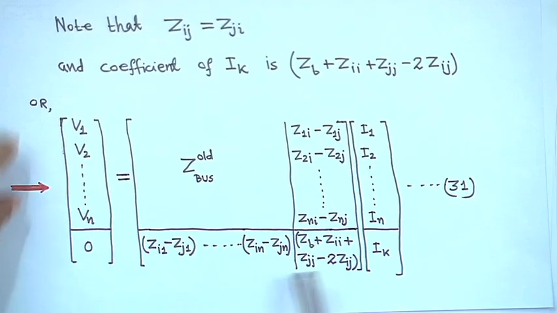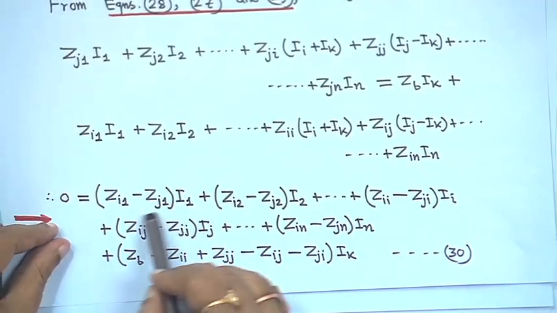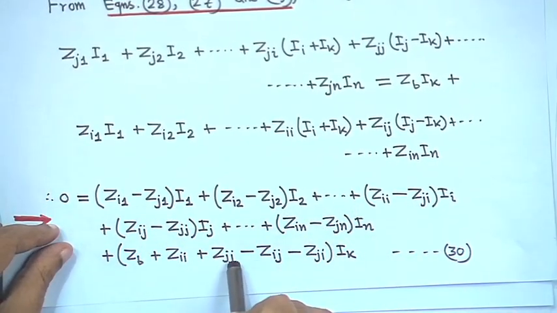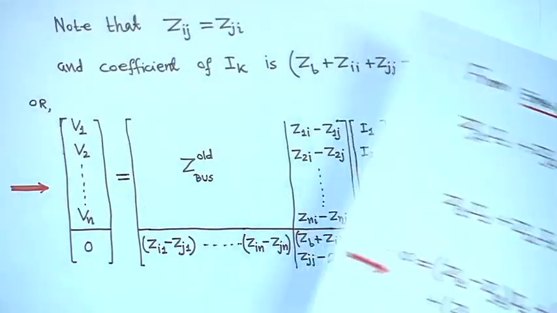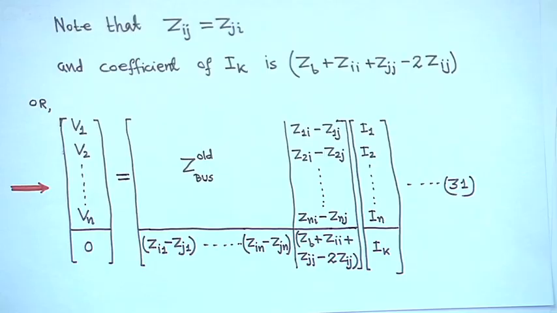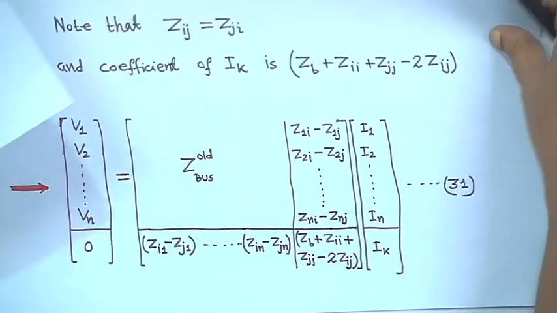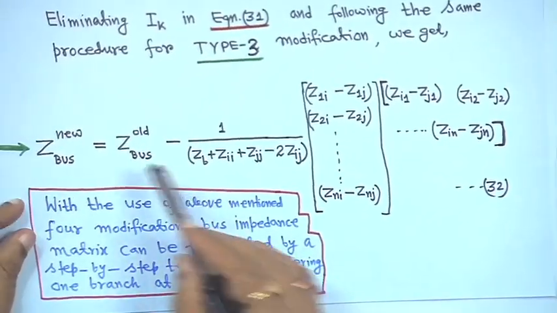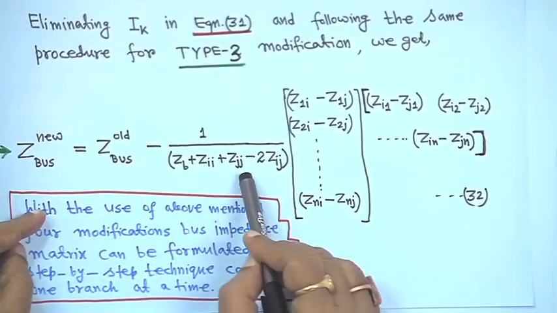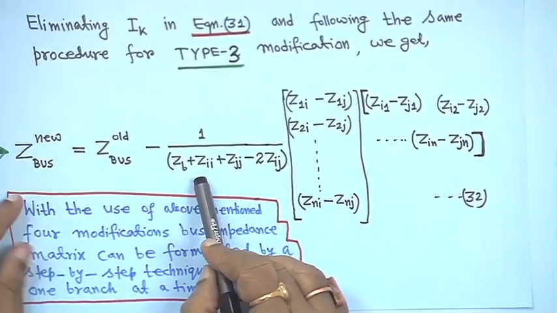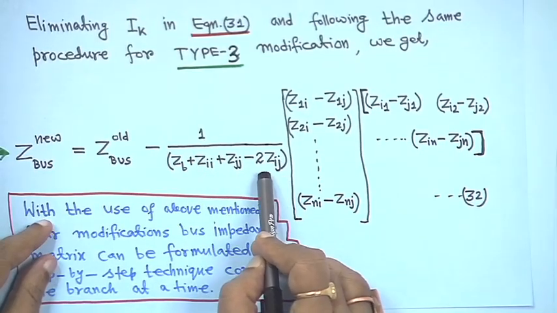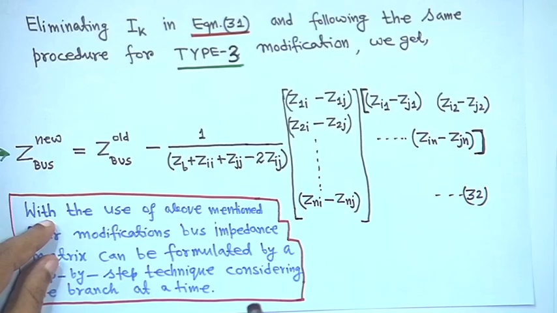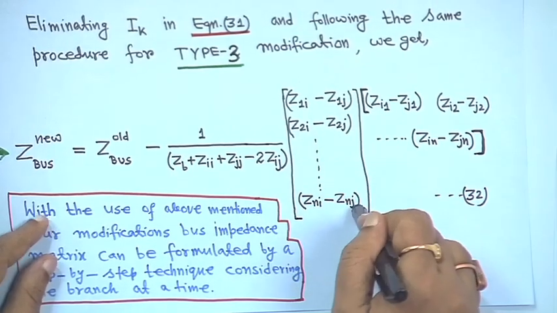After that, from this equation you find out I k in terms of I 1, I 2 divided by this one, whatever way it comes, and then you will get some expression, and from there you will derive this part, because the Z bus old will be there, but this modification will be there. It will become Z b plus Z i i plus Z j j minus 2 Z i j, that is the coefficient of I k. I told you that you find I k and put it in the expression of V i, then you generalize.